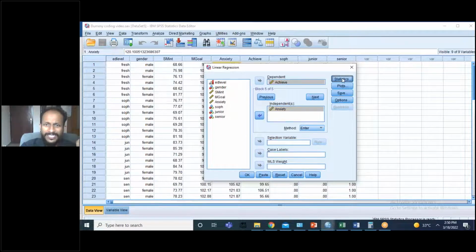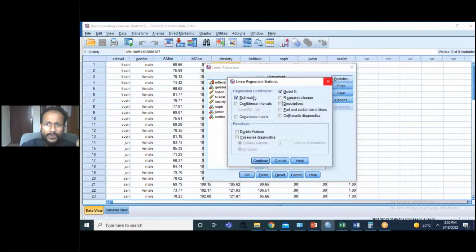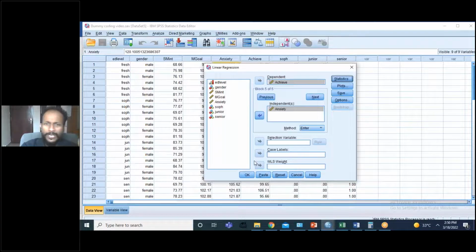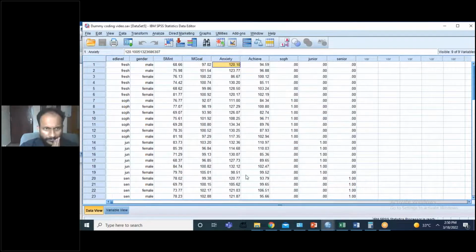In statistics, by default, you will find model fit will be there. Along with that, please add R square change and descriptive. Durbin Watson, we need not do that right now because we have already studied this. Plot, no need to do, all right? Click on OK. Once you click on OK, you will get the SPSS output window.